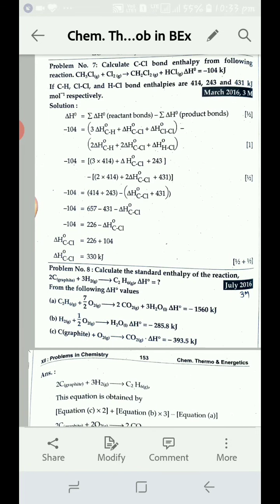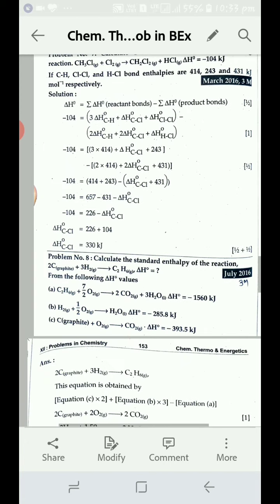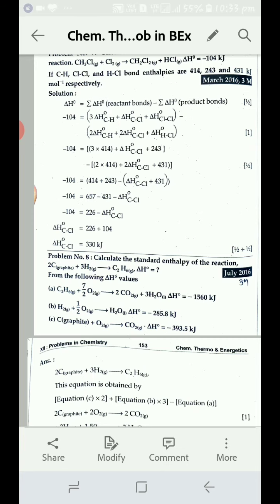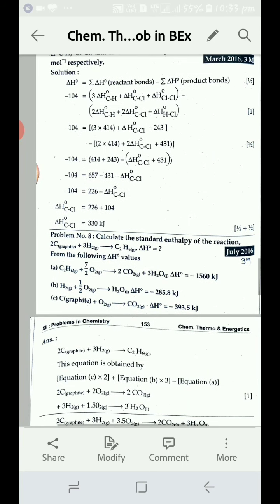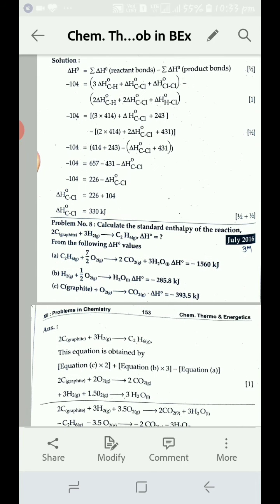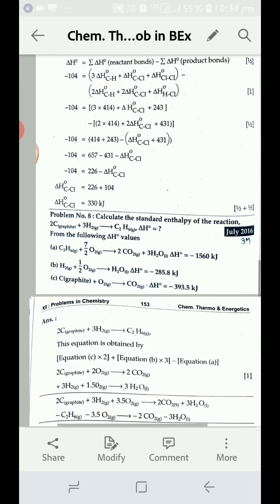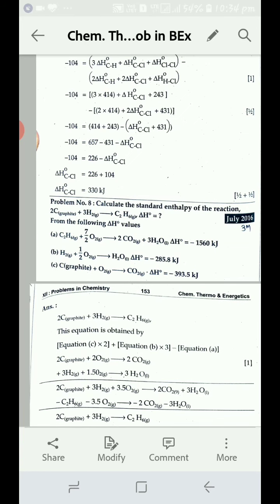So equation C into 2 plus equation B into 3 minus equation A. So in this way you have to write, and then write down the 3 equations. Multiply equation C by 2 and B by 3, add them, then write down the combined equation and subtract equation A from that, and do the same procedure for the standard enthalpy change of that reaction.